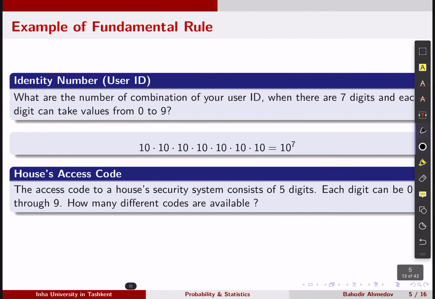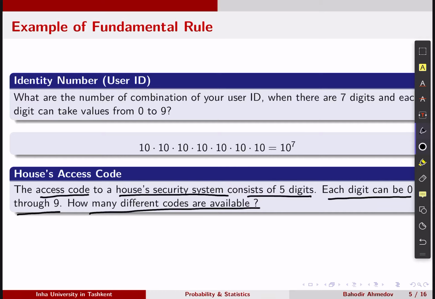Let's consider another example. The access code to the house security system consists of 5 digits. Each digit can be from 0 to 9. How many different codes is it possible to generate? Let's assume that your house code contains 5 digits: 1, 2, 3, 4, and 5. You just need to press them, right? I'm sorry, it contains 5 boxes.